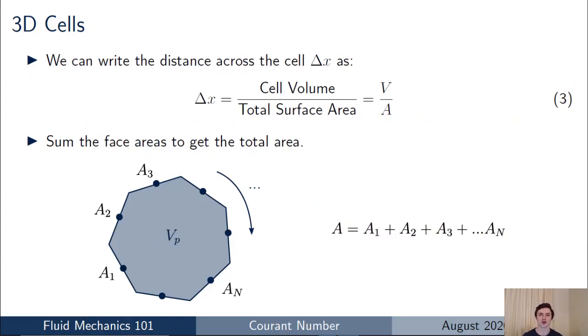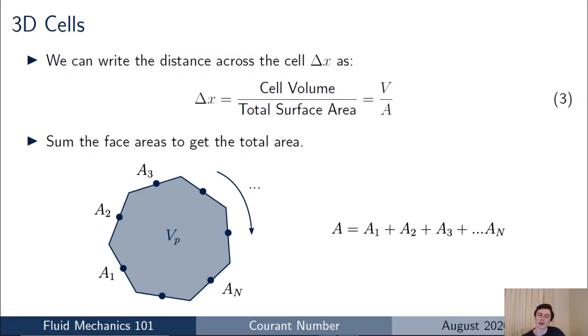The main trick used by CFD codes to specify the Courant number for arbitrarily shaped cells is to write the distance as the cell volume divided by the total surface area of the cell. That fraction is dimensionally consistent: you've got a volume, which is meters cubed, on the top, and a surface area, which is meters squared, on the bottom. So taking your arbitrarily shaped cell, taking its volume and dividing by its total surface area gives you the distance across the cell, delta x. And this is what the CFD codes do.